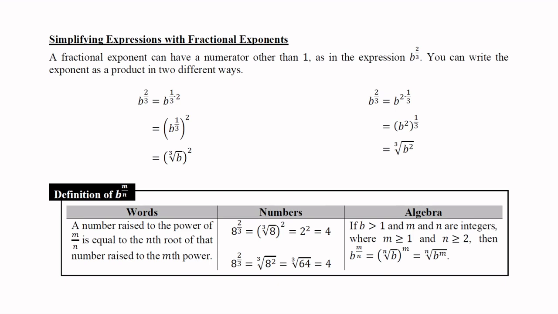The cube root of 8 is 2, and 2 squared is 4, or 8 squared is 64, and the cube root of 64 is 4. So you have an option of how you want to write it, and in what order you want to solve it.